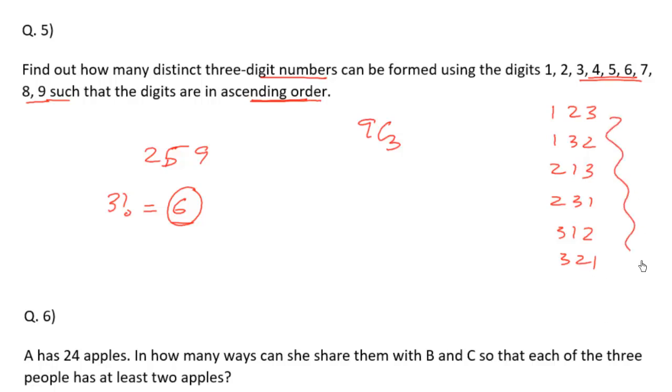So there are 6 possibilities, but we can see that only one possibility matches the condition, that is, the digits are in ascending order. So the number of selections itself will be my answer, because each selection of 3 digits has only one corresponding 3-digit number as per the condition. So the answer will be 9C3, which on calculation is 84.